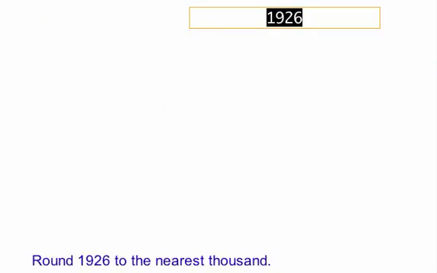Okay, round 1926 to the nearest 1,000. So we look at the hundreds place, and it tells us it's 5 or higher. It's 9, so we round up. Okay? Now what we're asking is, is 1,926 closer to 1,000 or closer to 2,000? It's closer to 2,000. Okay? The 9 tells us to round the 1 up to a 2, and everything else after becomes zeros. So 2 followed by 3 zeros.